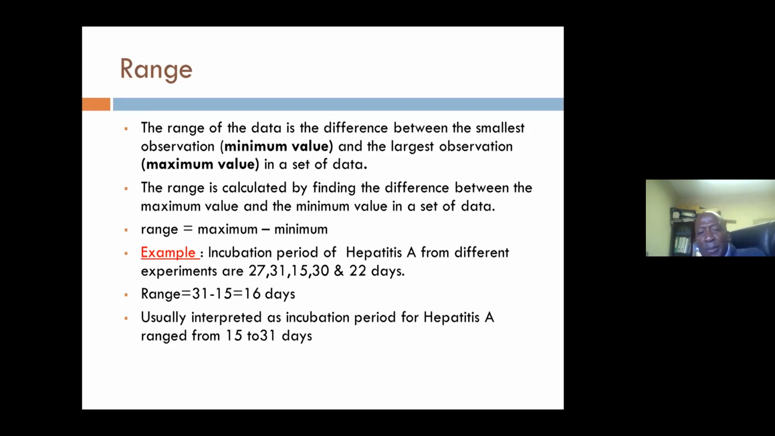If we look at that example, the incubation period of hepatitis A patients from different experiments, given those values, you find that the range is 31 minus 15, which is 16 days. So there's that spread in the incubation period. You see that there's variation in the incubation period of hepatitis A from those experiments, and it is usually interpreted as the incubation period for hepatitis A ranging from 15 to 31 days.